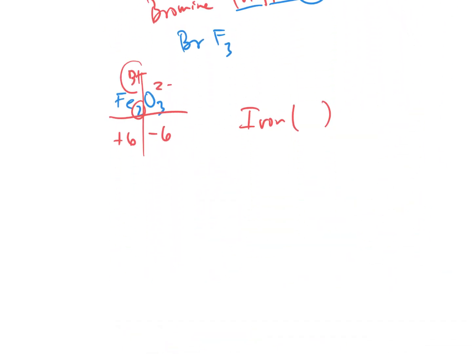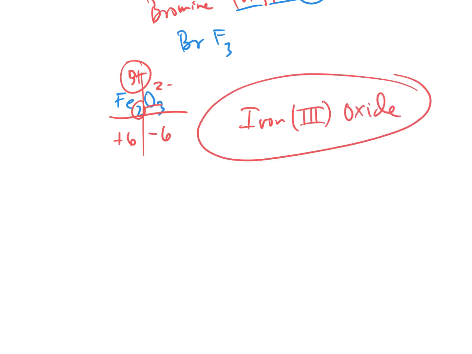So since iron's charge is 3, we'll use Roman numeral 3, and then change the ending of the second element to IDE, right? We don't use prefixes because it's an ionic compound. Are we good?